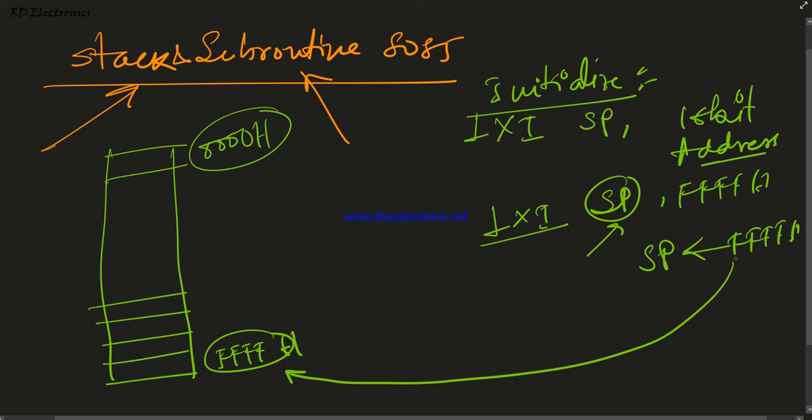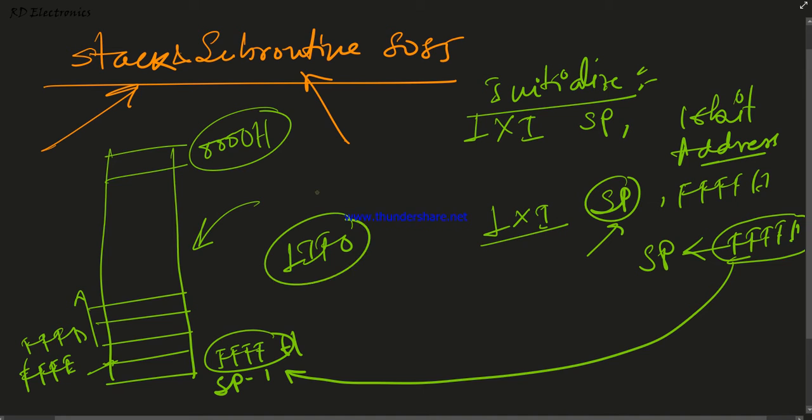If the stack pointer is located at FFFF hex, then the numbers stored in the stack start from SP minus 1. That means FFFF minus 1: the numbers are stored at FFFE, FFFD, and so on, and this direction goes upward. One thing should be remembered: the principle of the stack is the last in first out principle. So this is very important.